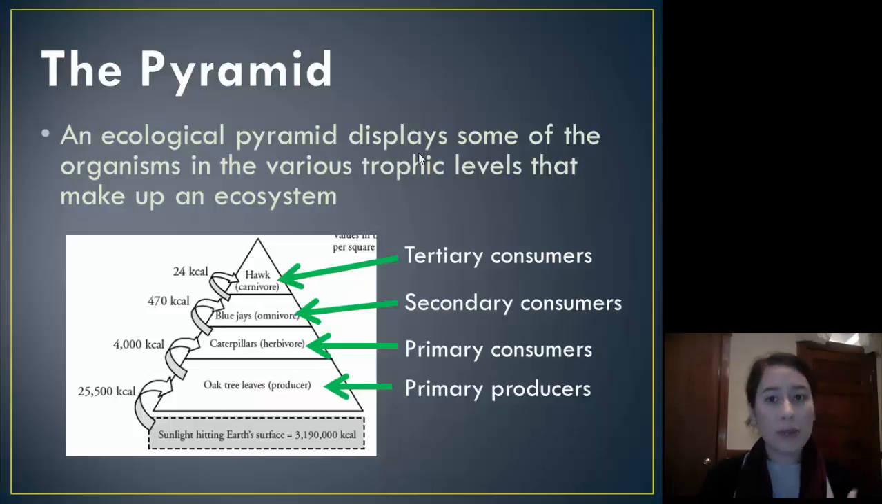All right, so here's the pyramid that you see on the first page of the worksheets. The ecological pyramid displays those trophic levels and it talks about some of the organisms in each of those trophic levels. So I've got labeled here on the side those trophic levels that it talked about in the first few pages of the packet and assigning them here to these particular organisms. So we've got our primary producers that do photosynthesis, primary consumers that eat the primary producers, secondary consumers that are eating the primary consumers, and tertiary consumers that are eating the secondary consumers.